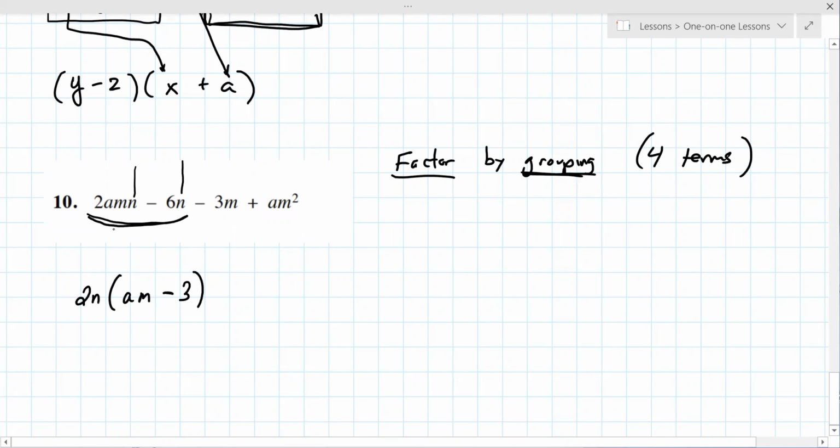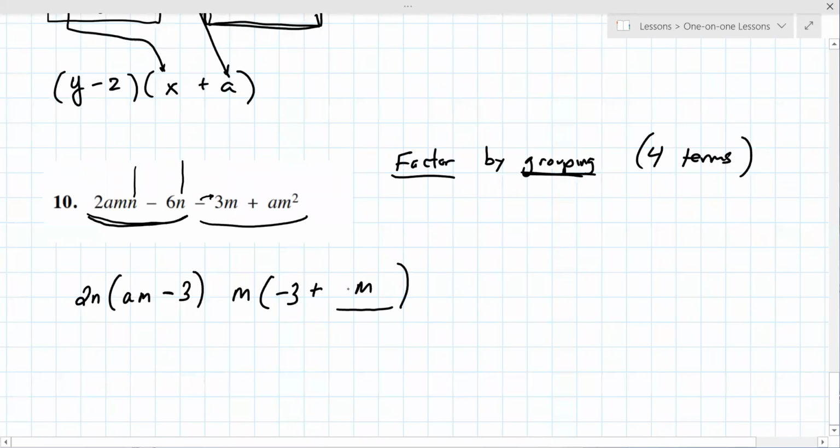Okay. Now let's look at the next one. What is common to both here? The m. So I'm going to put an m out here. Minus 3 plus what goes here in this position? Another m. That gets you to m squared.